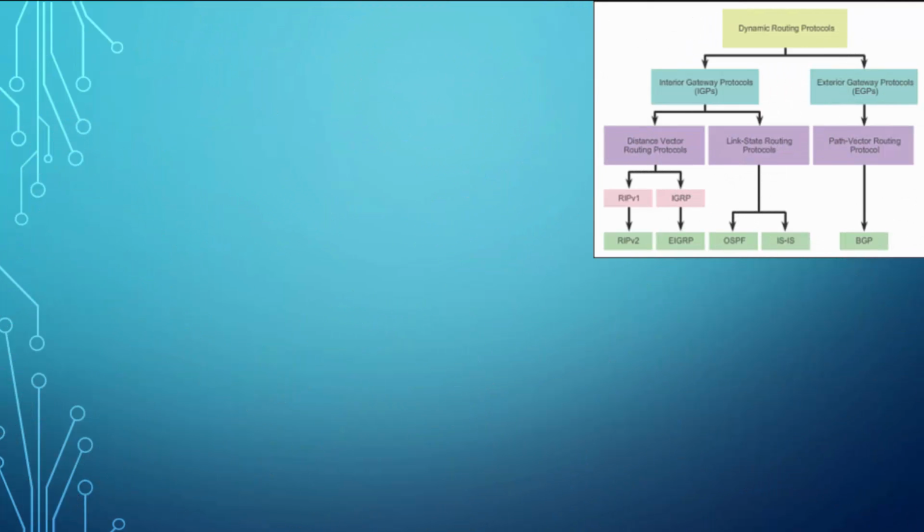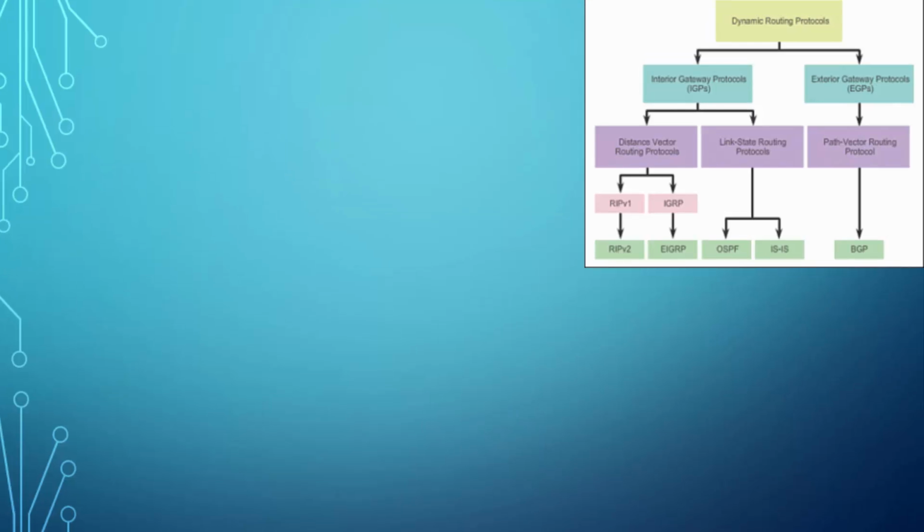Hello guys, we're going to be talking about dynamic routing protocols. A structure that we have in the graphic, and besides that we have two different kinds of dynamic routing protocol: Interior Gateway Protocol, IGP, and Exterior Gateway Protocol, EGP. The Interior Gateway Protocol includes Path Vector Routing Protocol, Link State Routing Protocol, and Distance Vector Routing Protocol. We're going to talk a little bit deeper about that in a couple of seconds.